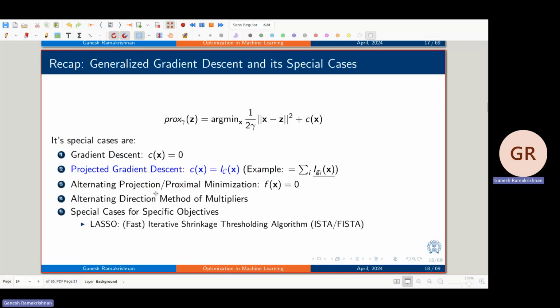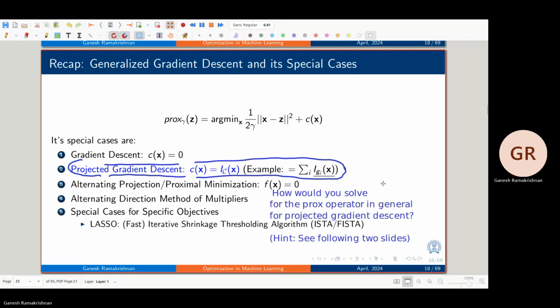Now I'm going to focus a little more on the projected gradient descent case. How would you solve the prox operator in general for projected gradient descent? We did this for proximal, but I will now come up with some calculus and some examples for projected as well.